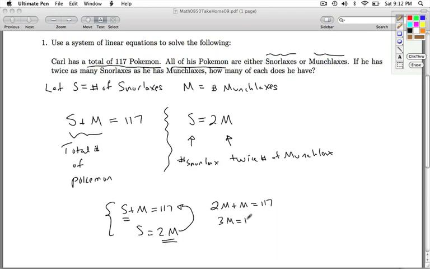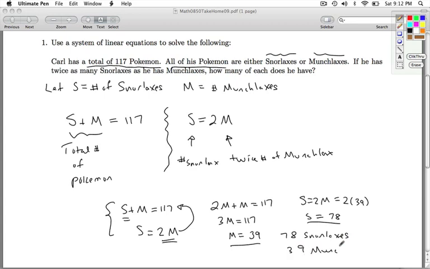That means that 3M is 117, which means M is, well, what's 3 into 117? It should go in evenly because we're talking about creatures here. It's 39. So once I know that M is 39, I can plug it into the substitution equation. S equals 2M. It's 2 times 39, so S equals 78. So my final answer then is there's 78 Snorlaxes and 39 Munchlaxes.